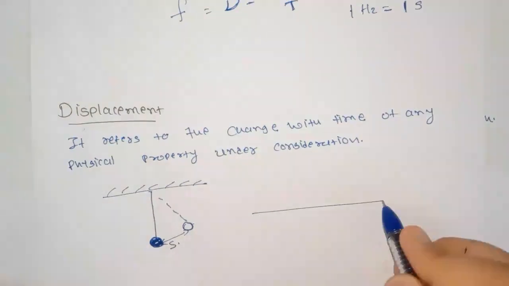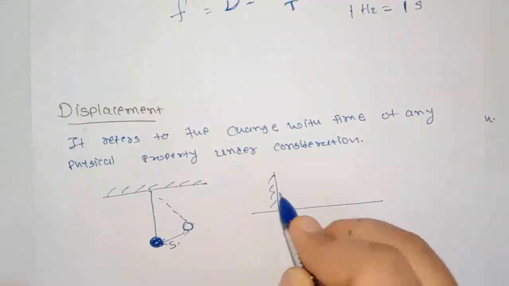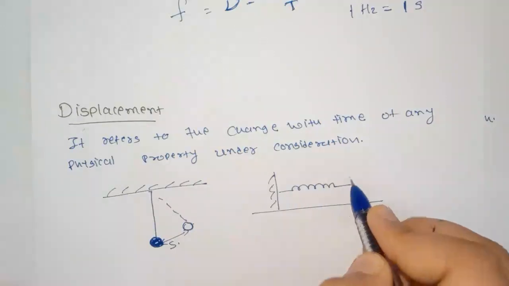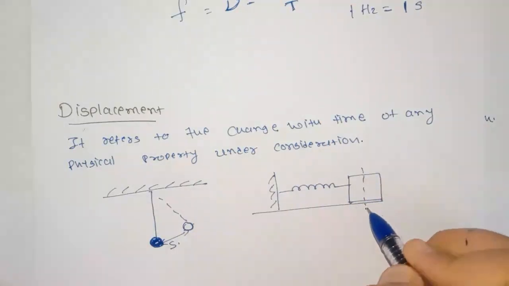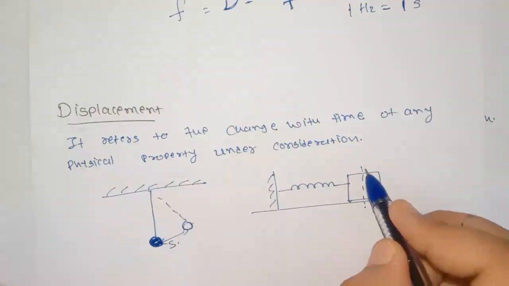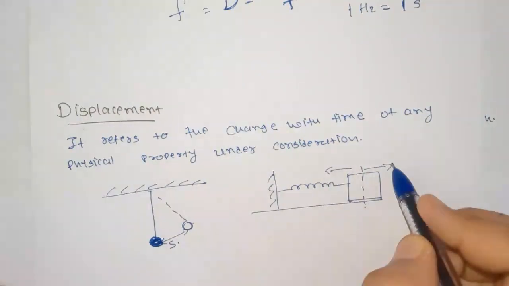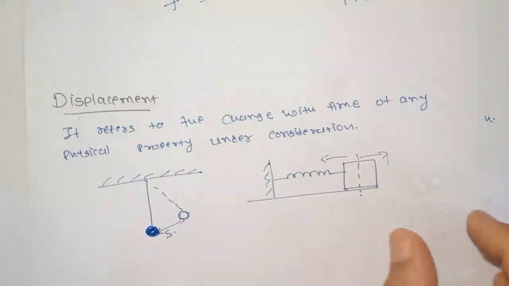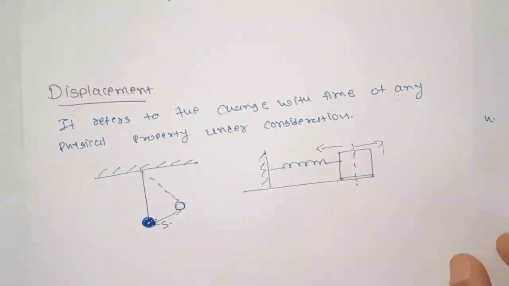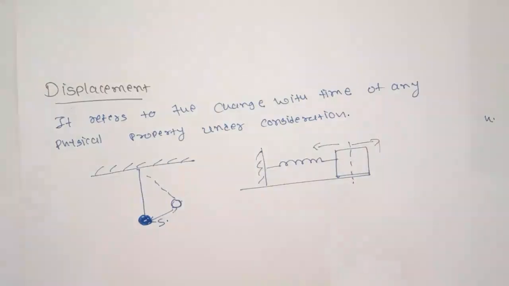Same way, if we consider a spring block system, then we take its equilibrium position to be the mean position, and if we stretch or compress it, the displacement will take place. But we have to understand here that the term displacement is not always to be referred to in the context of position only. There can be other kinds of displacement variables.